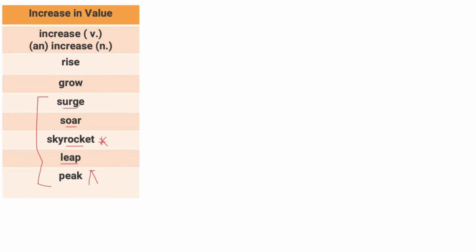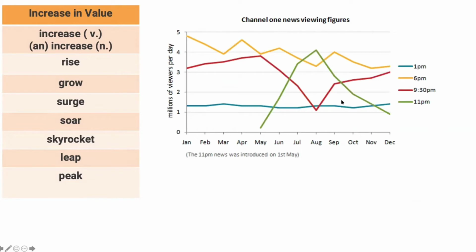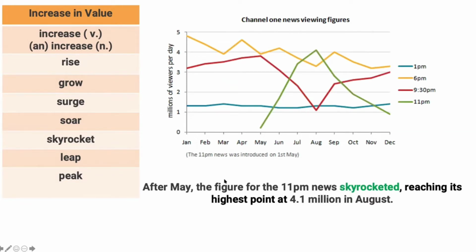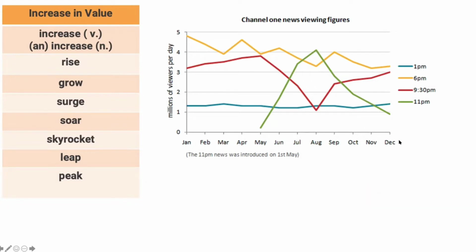Also, I didn't really talk about surge. It isn't as strong as soar and skyrocket. You could probably use an adverb if you wanted to, although it is optional. So it's not as strong as soar and skyrocket and leap, but again, it is advanced. So it'd be great to use this instead of increase, rise, or grow. Basically, you want to strive for a nice mix of these terms. So now let's look at a different example. We see very drastic lines here. It shows the average daily viewing figures for Channel 1 News over a 12-month period. So we've got January to December, and we've got our times here on the right-hand side.